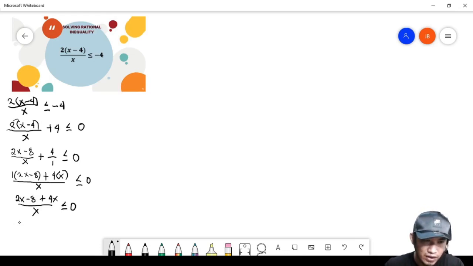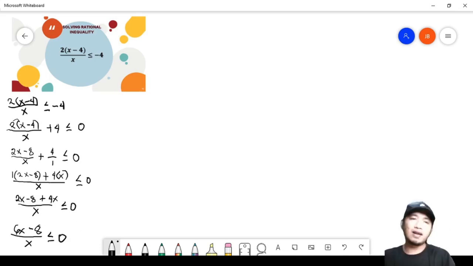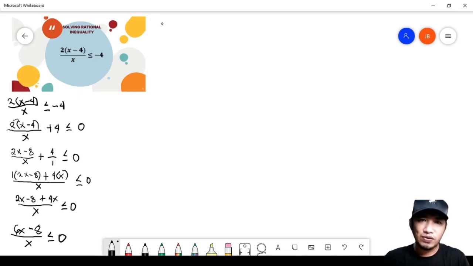So we will now have 2x plus 4x, that is 6x, minus 8 all over x is greater than or equal to 0. So na-simplify na natin. Now, okay, so hindi pa dyan nagtatapos.